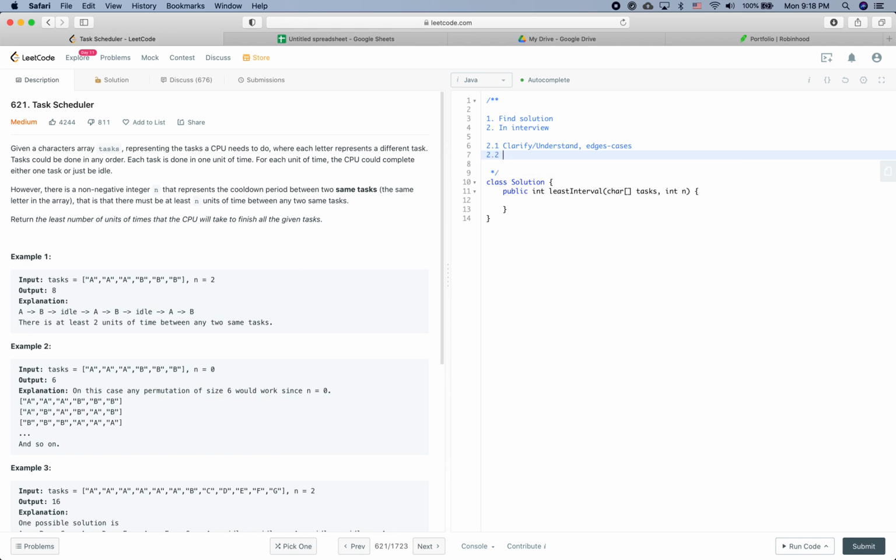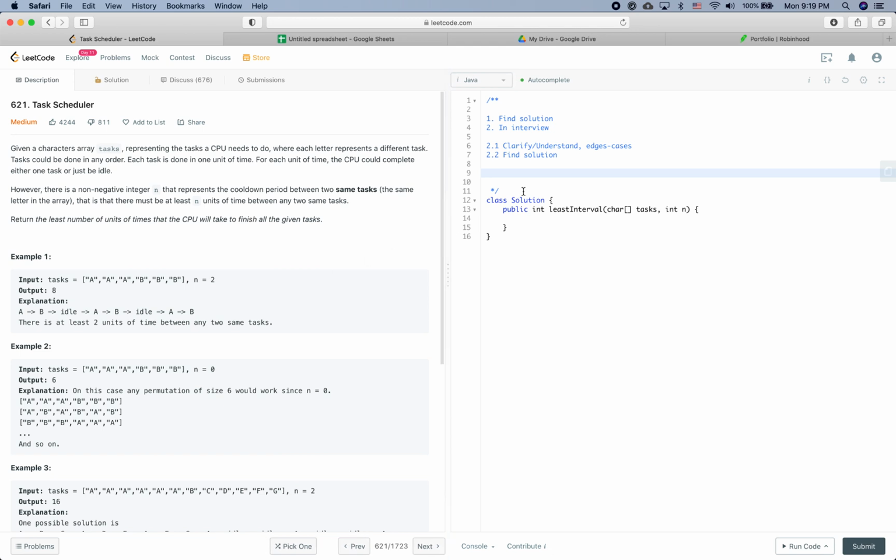Let's step into the next part, which is about finding a solution. So what will be the solution for this specific question? Based on what I can see, the total units of time is decided by the idle units of time and also the units of time that is scheduled for any tasks. And also we need to consider what would be the least amount of time to schedule all the tasks for the given constraints, which are the cooldown time between the same tasks.